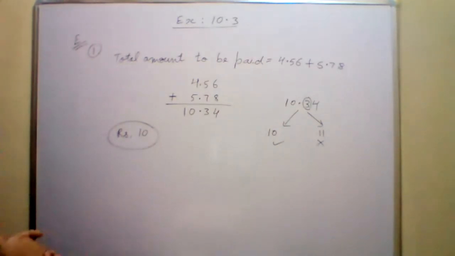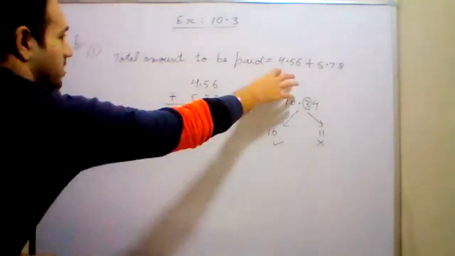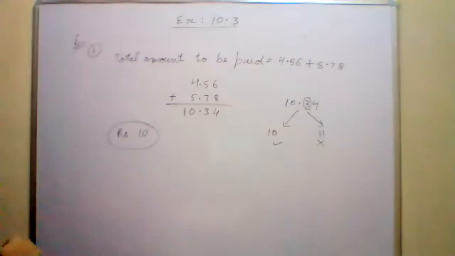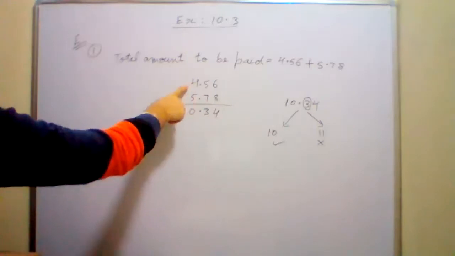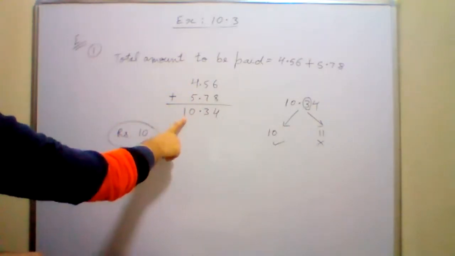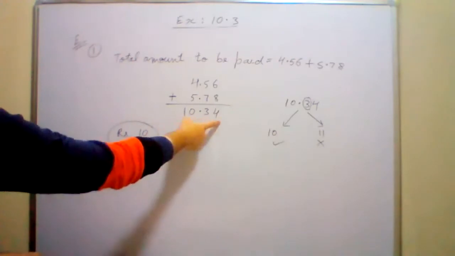There is a boy, his name is Manu, boy or girl maybe. Manu is a name which is used for boys as well as girls. So Manu went to a shop and bought two things. One pencil for rupees 4.56 and one ruler for rupees 5.78. So the total amount that the child has to pay to the shopkeeper is, you add the two numbers, so it becomes 10 rupees 34 paise or 10.34.